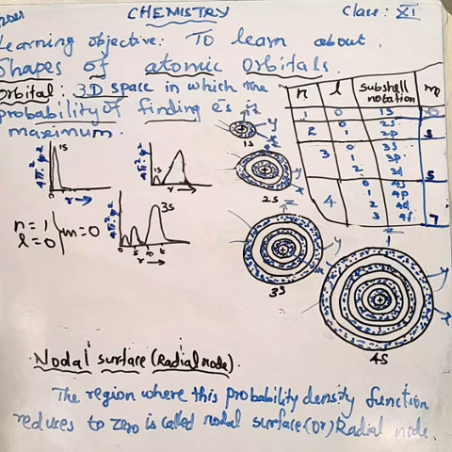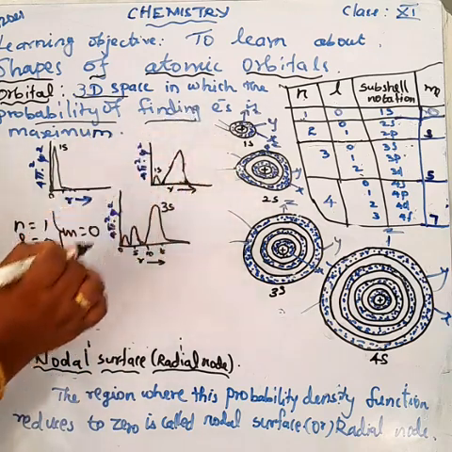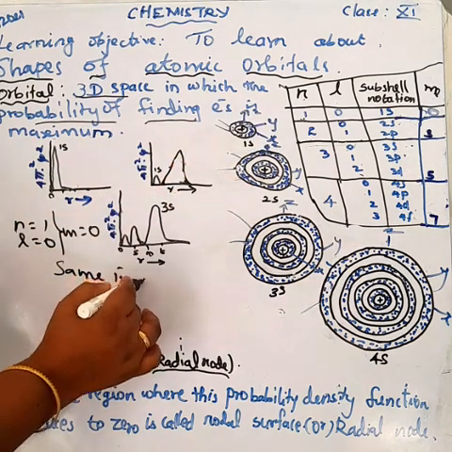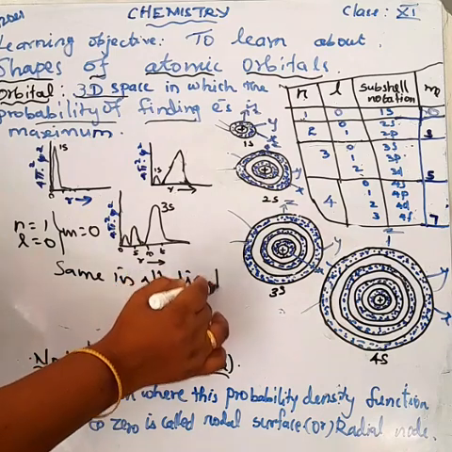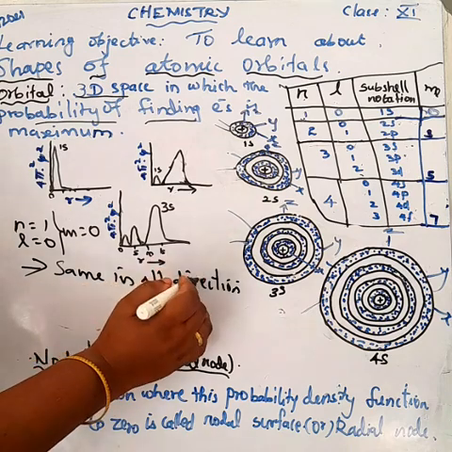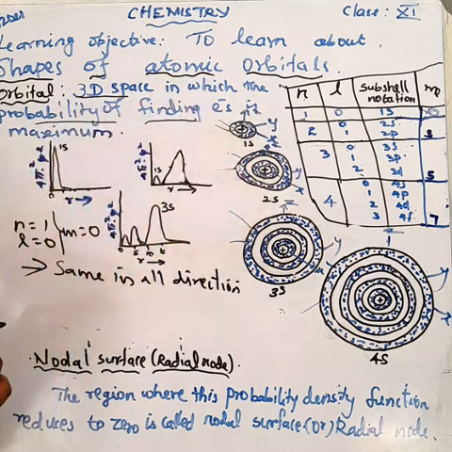For the s orbital, the probability of finding an electron is the same in all directions at a given distance from the nucleus. It should therefore be spherical in shape. Hence, s orbitals are non-directional and spherically symmetrical about the nucleus.